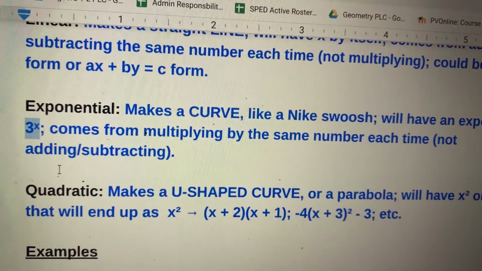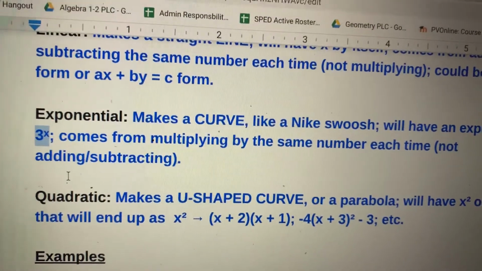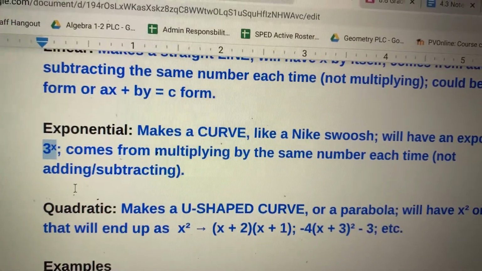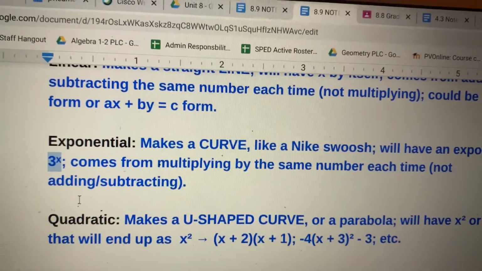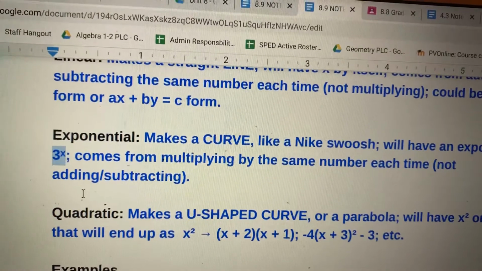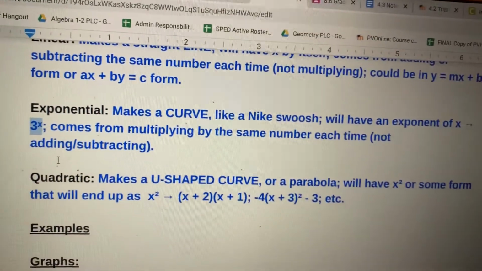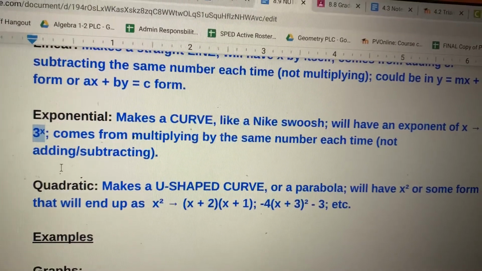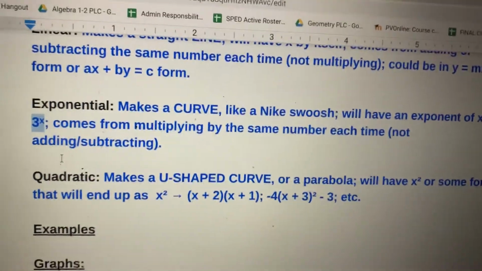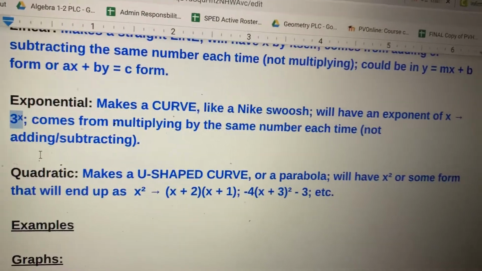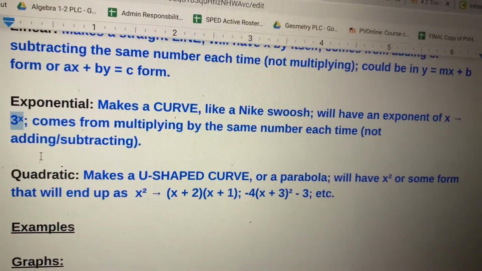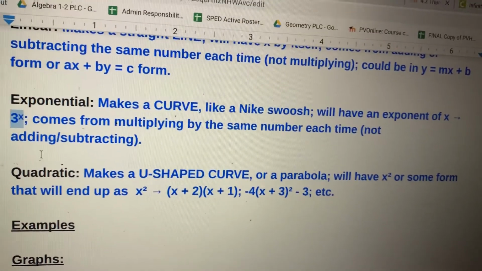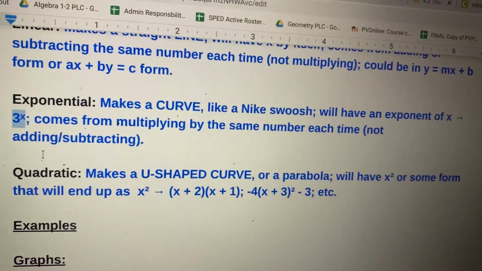So this one is good for percentages. If you get like a 2% raise, that will increase your salary exponentially. It will make it a lot bigger. Right now, for example, with the coronavirus, there are many cases added each day. So the number kind of multiplies. So the number of cases with the coronavirus right now grows exponentially because it grows super fast.